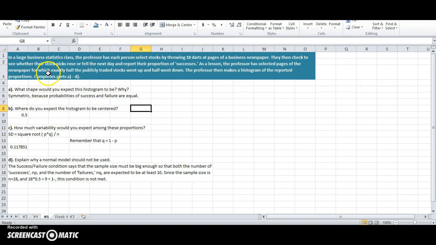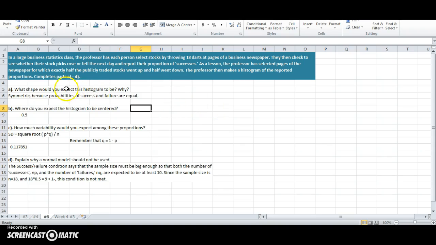In a large business statistics class, the professor has each person select stocks by throwing 18 darts at a business newspaper. Then they check to see whether a stock of their picks rose up or down, and report the proportion of successes. As a lesson, the professor selected pages of the newspaper for which exactly half the publicly traded stocks went up and half went down. The professor then makes a histogram of the reported proportions. Complete parts A through D.